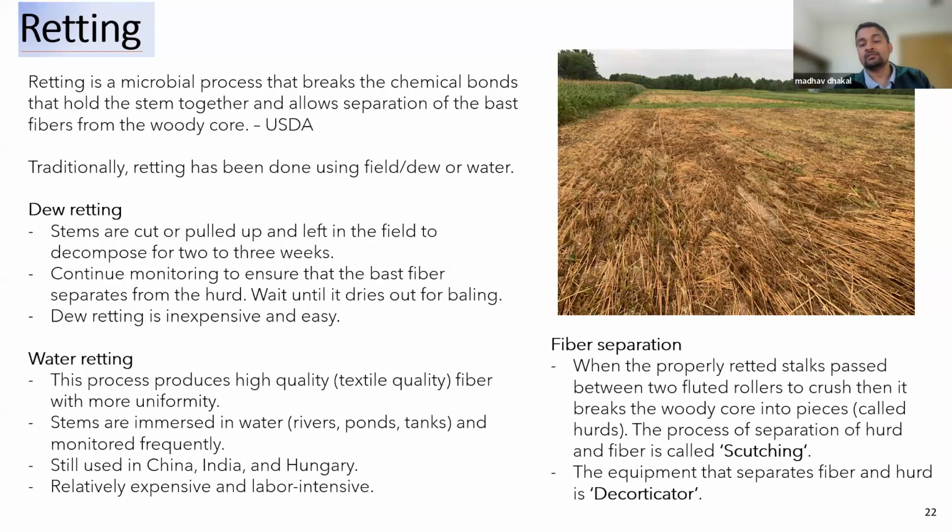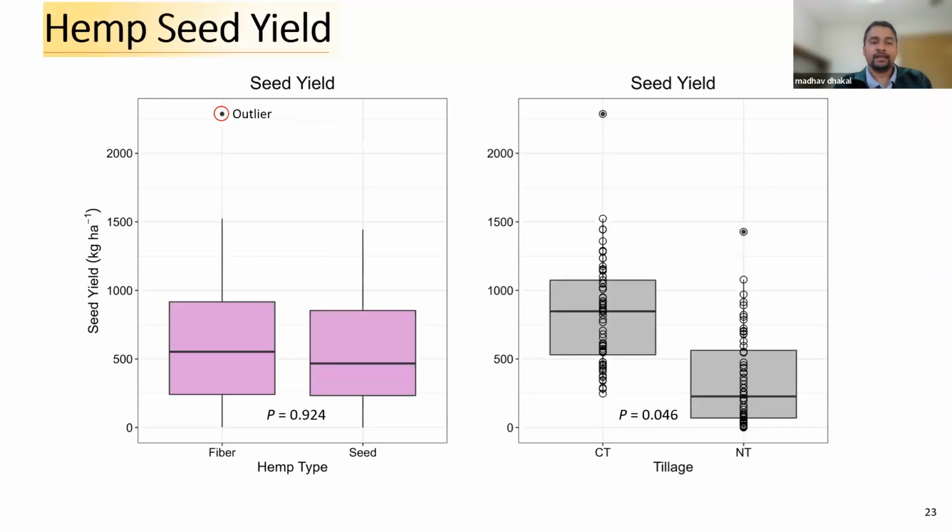Properly retted stalks pass through 2 fluted rollers; this is the traditional fiber separation method. Scutching is the process where you pass the retted stalks through 2 rollers, and then it breaks the heart. Then the bark, or the bast fiber, can be separated out. Nowadays we can see a single large piece of equipment that can separate the fiber and heart, called a decorticator machine. And then let's talk about the hemp seed yield.